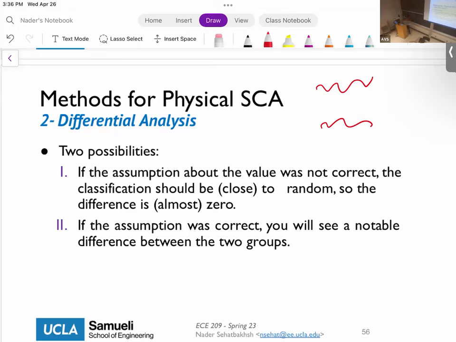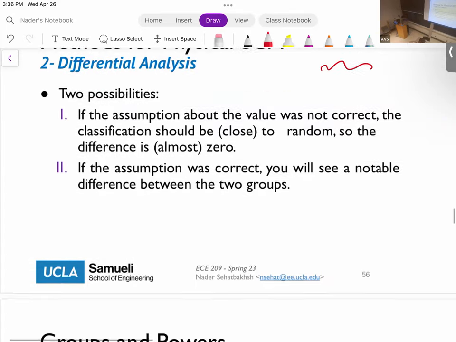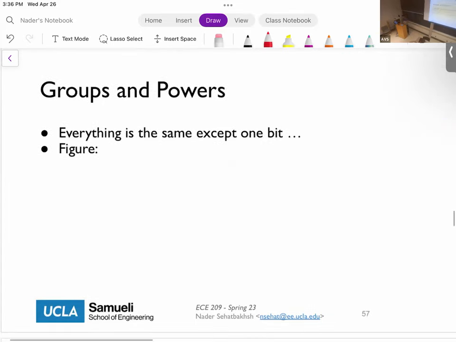But the moment that I make a correct assumption and then group them together, now if I do the averaging and differentiate them, there will be a big peak, a big spike in the difference between the two. And that spike is where this signal is correlated to that signal that I'm looking at. Okay, a little bit confusing, so let me actually give you a more concrete example.